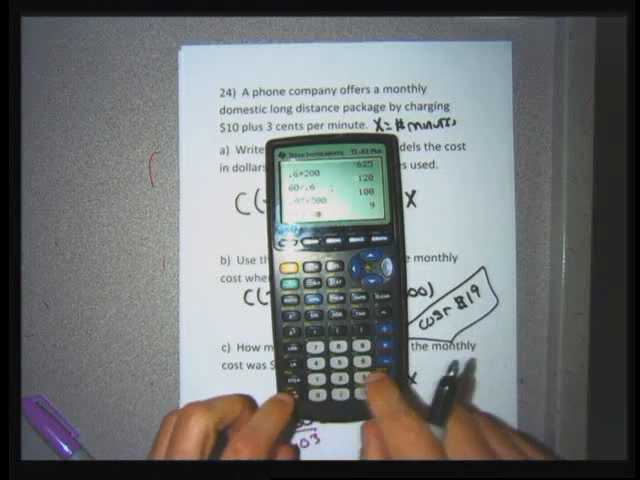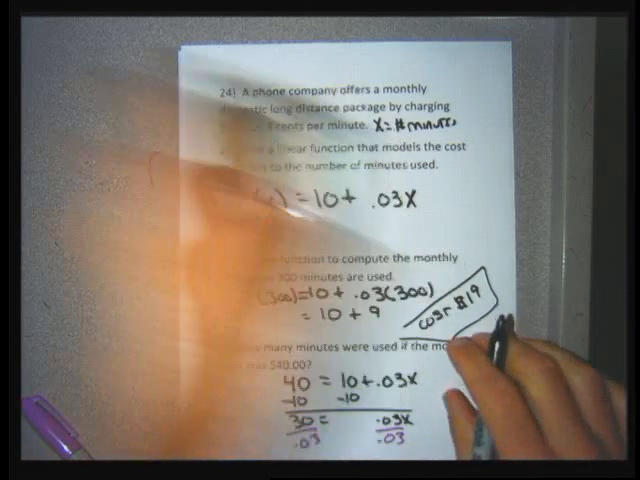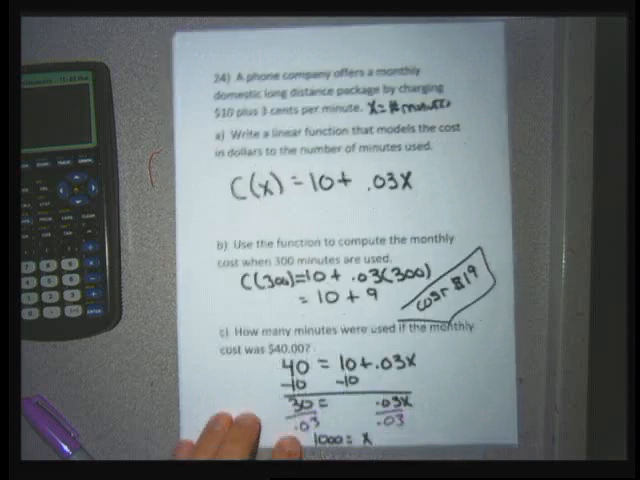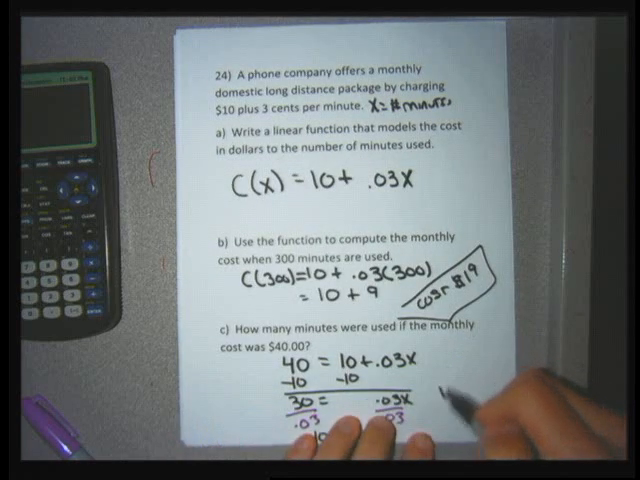which is the x. And that gives me 1,000. When I do this, I get 1,000. I don't know if you're going to be able to see that, equals x. So the answer is going to be how many minutes were used.